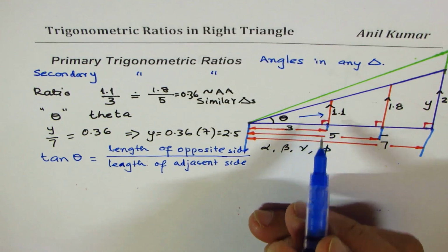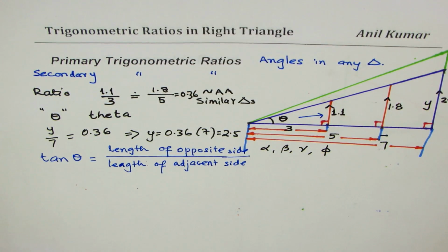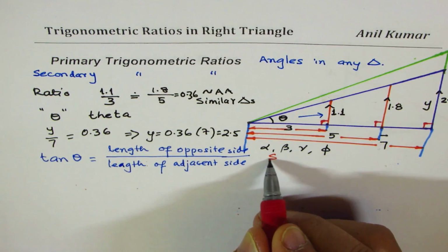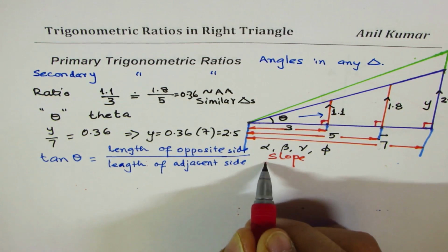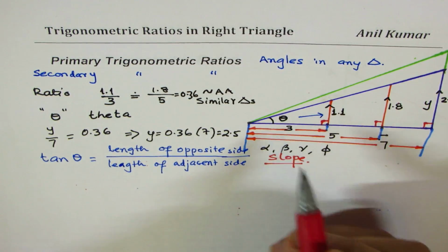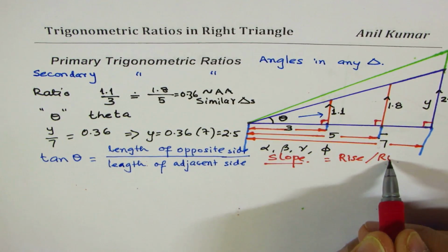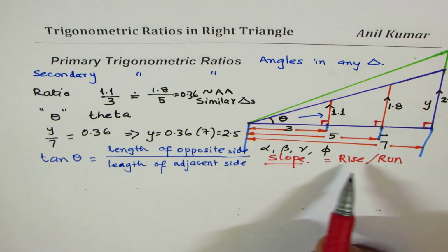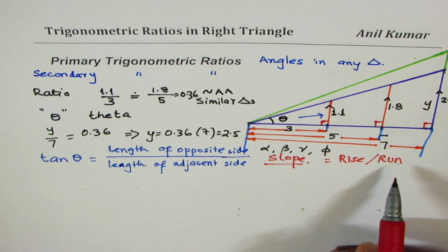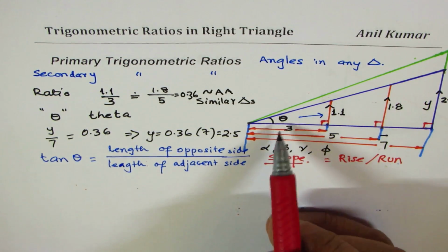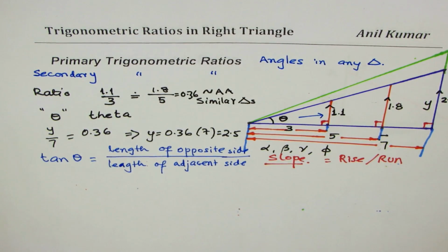Tan ratio is very significant as it also gives you slope, right? So let me write down here slope. That's a very practical application, rise over run, right? So many applications will look into rise over run. For example, of a ramp, you can use tan ratio.